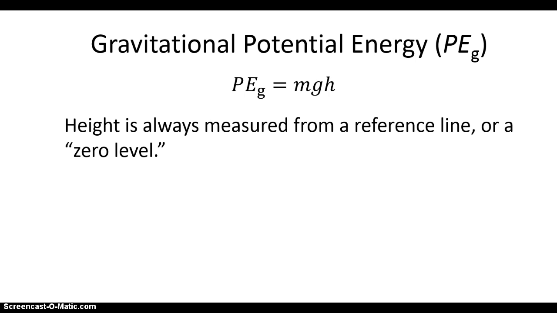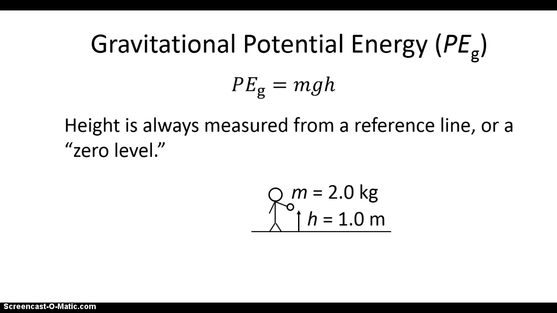Let me demonstrate that. Imagine you're standing on the floor and you're holding a ball 1 meter up. The mass of the ball is 2 kilograms. You might think, this is easy, I can calculate the gravitational potential energy. I just multiply the mass, which is 2, times g, which is 9.8, times the height, which is 1, and you get 19.6. And we're ignoring units right now. That was pretty easy, right?